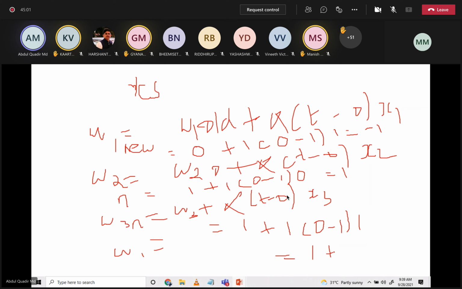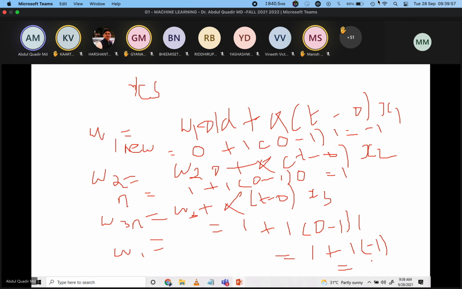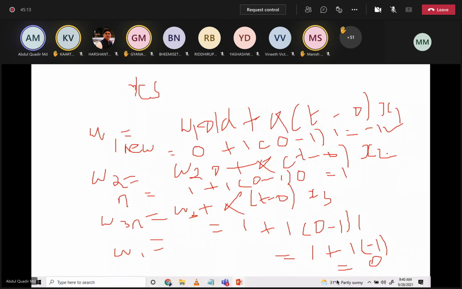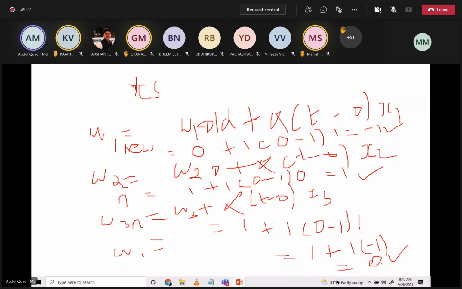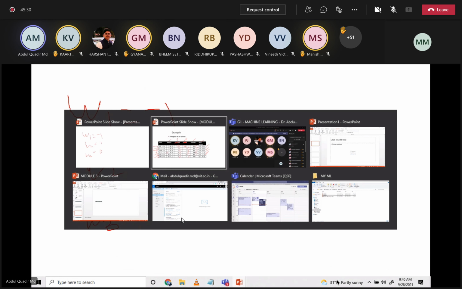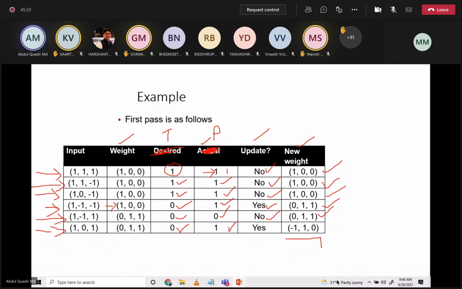Okay, 1 plus 1 to minus 1, which we are getting as 0. So minus 1, 1 and 0 is W1, W2, W3. So what do we get? Minus 1, 1 and 0. This is the final output after the first pass, after the first iteration.